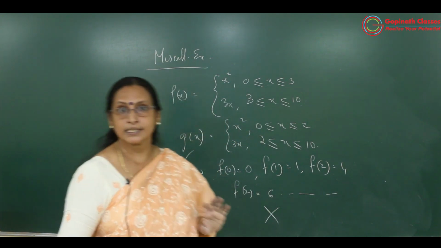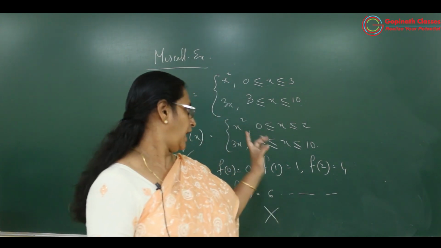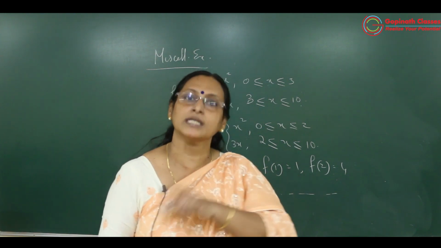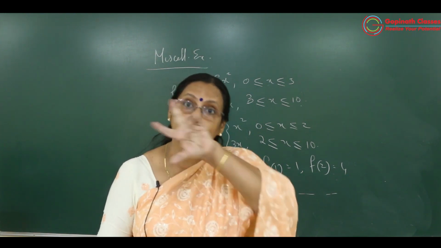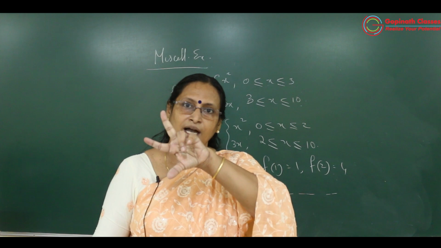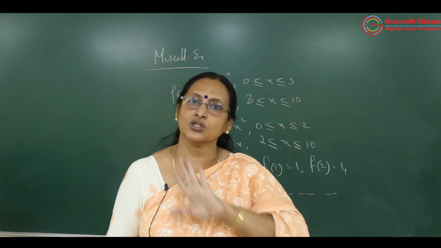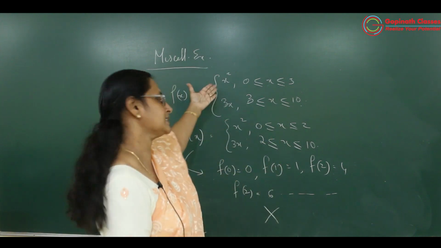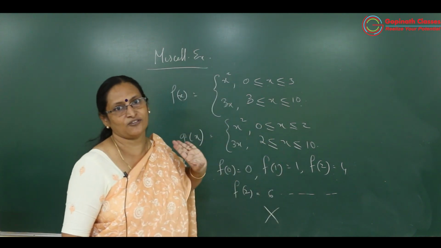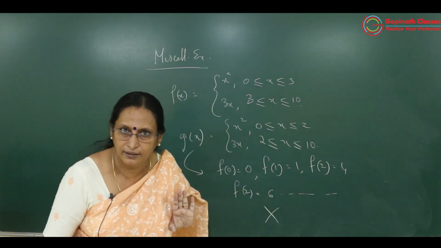What can you write as the reason? Since f(2) is 4 and f(2) is 6 also. 2 has got 2 images there. Actually it should have a unique image. There are two images for 2, so it is not a function. So why f(x) is a function? Why g(x) is not a function? Hope you are clear. Yes.